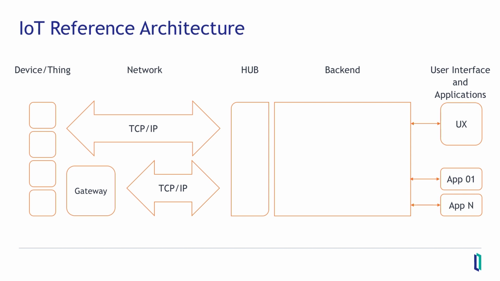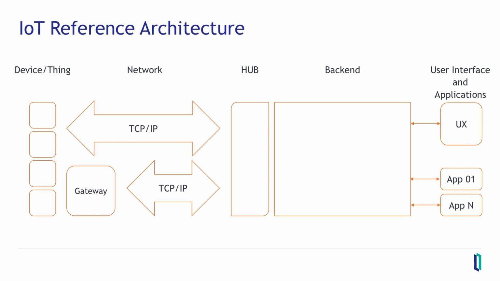Again, there are multiple ways of describing what IoT is. Let's pick one and talk about reference architecture. That's a typical reference architecture for typical IoT systems. On one hand, you have your devices or things. Right? And these things, one way or another, connect through the internet to your backend or your hub.